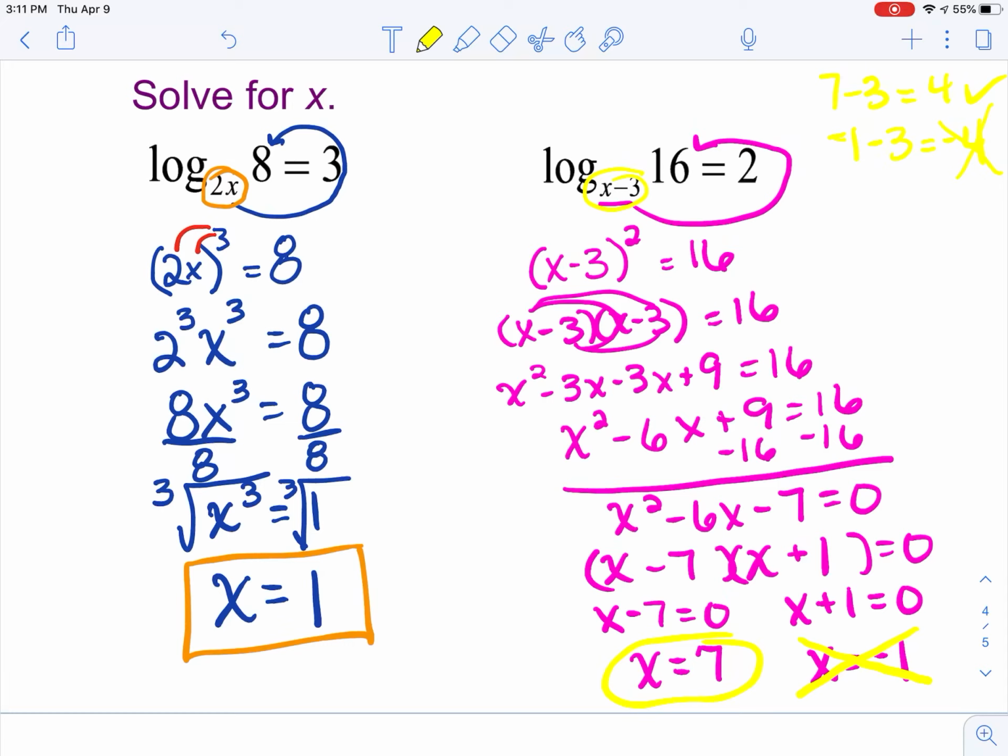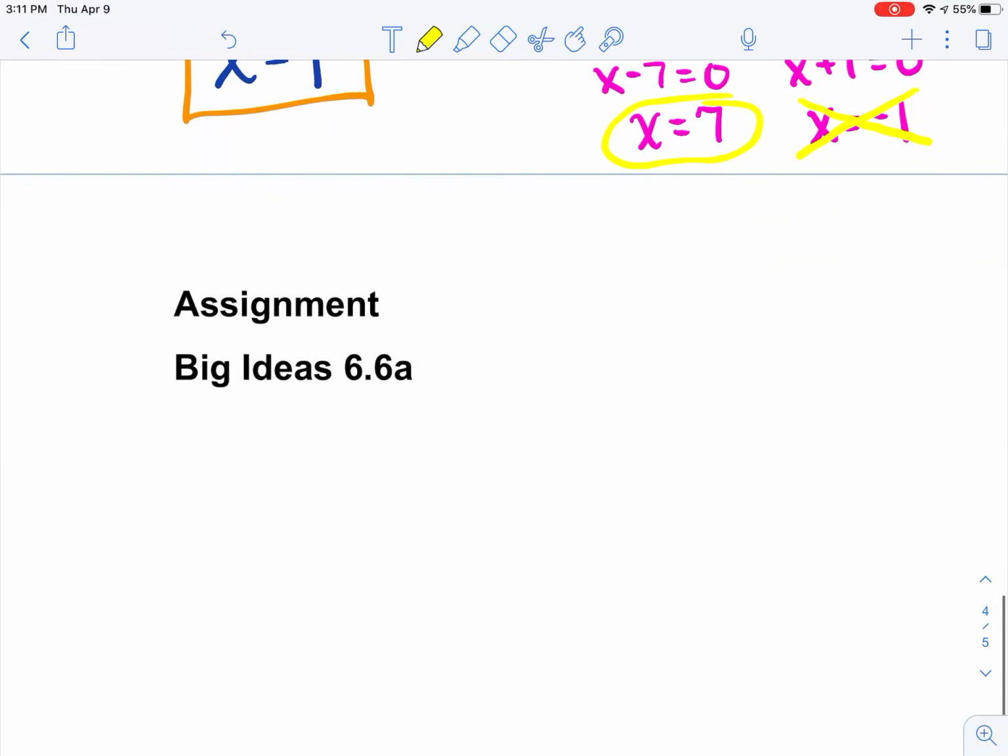So don't forget, anytime you have an x squared and an x, you may have to factor. And you will have to on your assignment. So make sure anytime anything looks like this, you have to factor. Hint, hint, hint. All right. So that is all for the first day of solving logarithmic equations.